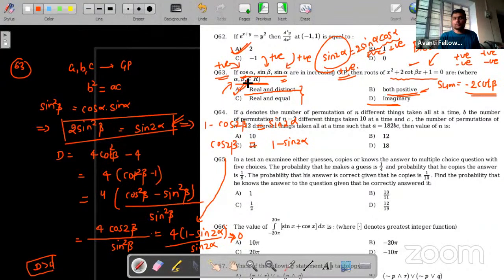Clear? So option A is correct. Why? Because obviously this is JEE Mains paper, so we have to check only one option. Clear hai? Should we move ahead?